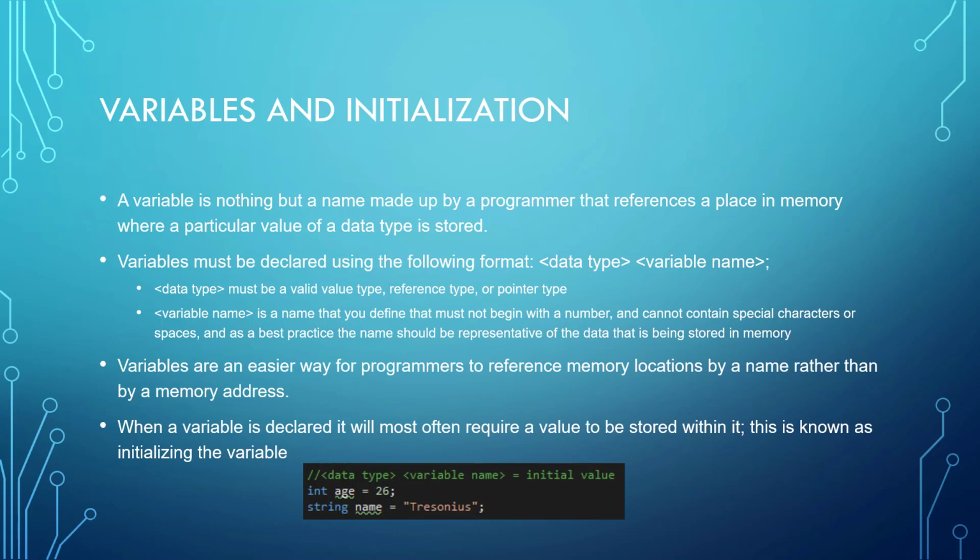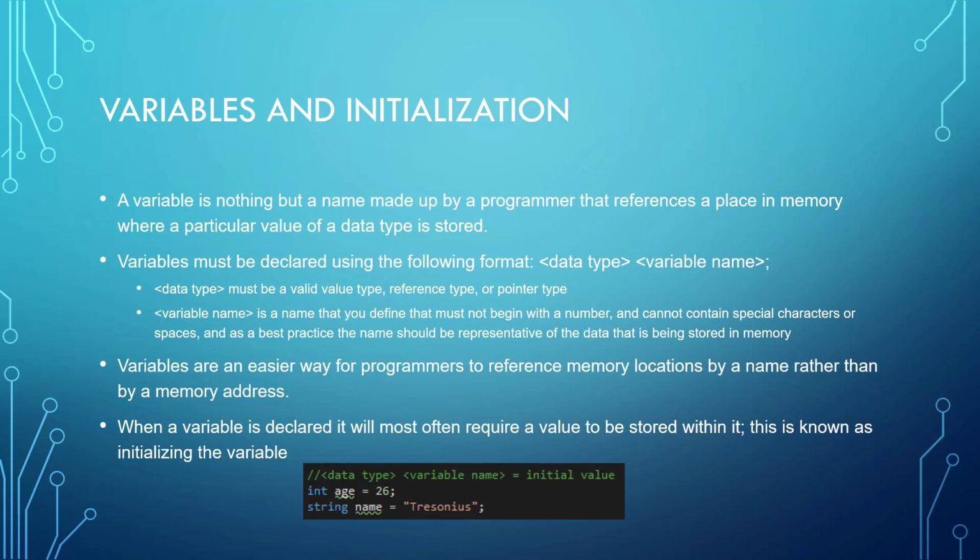There are only a few exceptions as to when a semicolon is not used, and one of those is what we call a code block, and we'll get into that a little bit later. So the format is data type, space, variable name. The data type must be a valid value type, reference type, or pointer type, and we went over what those are previously. Again, very high level. I don't expect you to understand all that or remember all that, but it'll make more sense as we move forward.